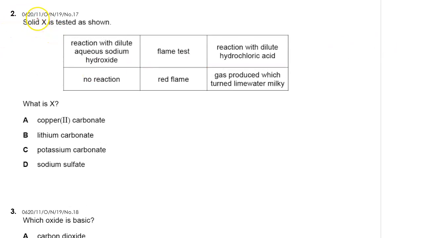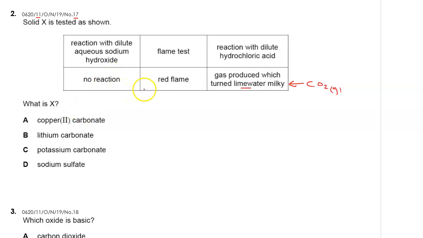This question was set in variant 1.1 and it was number 17, if you so wish to cross-check. So solid X is tested as shown. Reaction with dilute aqueous sodium hydroxide: there's no reaction. Flame test: it's a red flame. Reaction with dilute hydrochloric acid: gas produced which turns lime water milky. And the gas that turns lime water milky, we all know it is carbon dioxide gas.